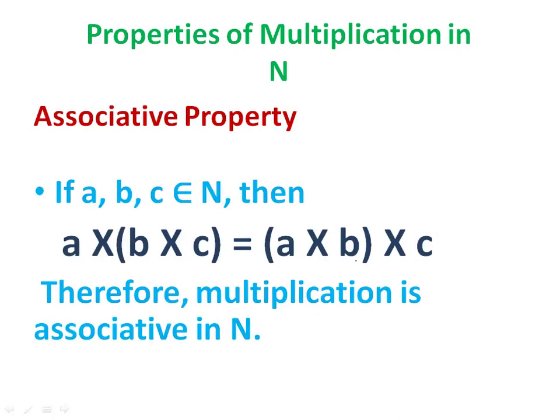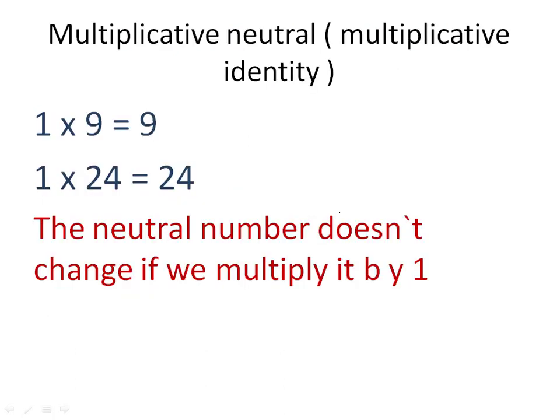The third property is the associative property. In the associative property, we just change the place of the brackets. If we have (a times b) times c equals a times (b times c), but the order here is different. Here we first multiply b times c, and here we first multiply a times b. So the brackets change the order of the operation. That's the associative property.